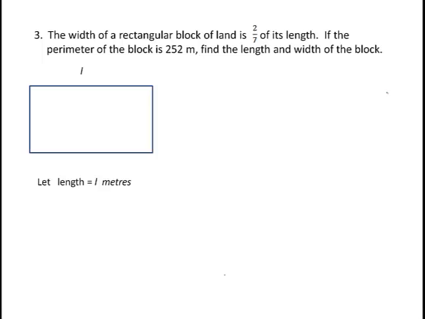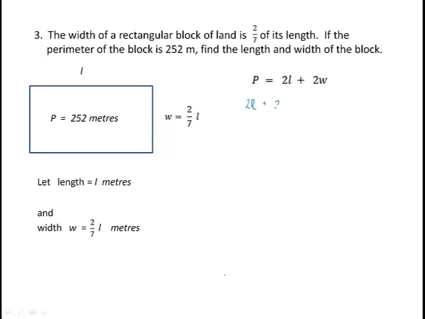In this case, we're going to assign the length as L. The width, we are told, is 2/7 of the length, so we will call W 2/7 of L. We know that the perimeter is 252 meters, and we know that an equation for the perimeter is 2 times the length plus 2 times the width. We substitute our variables for length and width into this equation, which gives us 2L plus 2 times W, which is 2/7 of the length, equals 252.